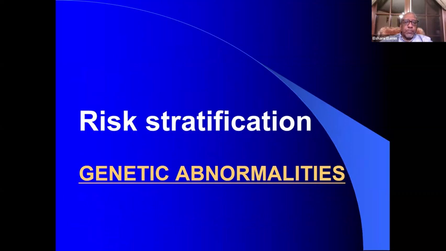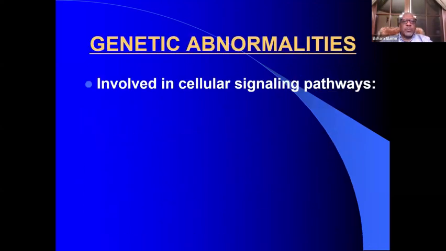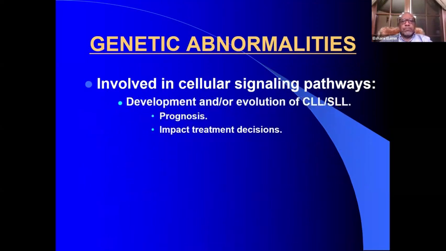To treat CLL, you do need to know risk stratification by heart. So please follow very carefully, because this determines how we treat CLL nowadays. Genetic abnormalities are very important. It's not about the blood counts. It is about the quality of these lymphocytes, the genetic abnormalities. Genetic abnormalities are involved in cellular signaling pathways of CLL or SLL, which lead to the development and evolution of CLL or SLL.